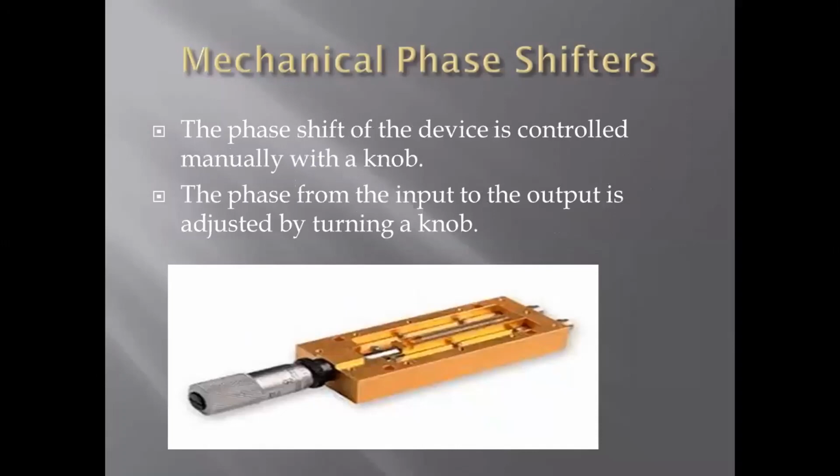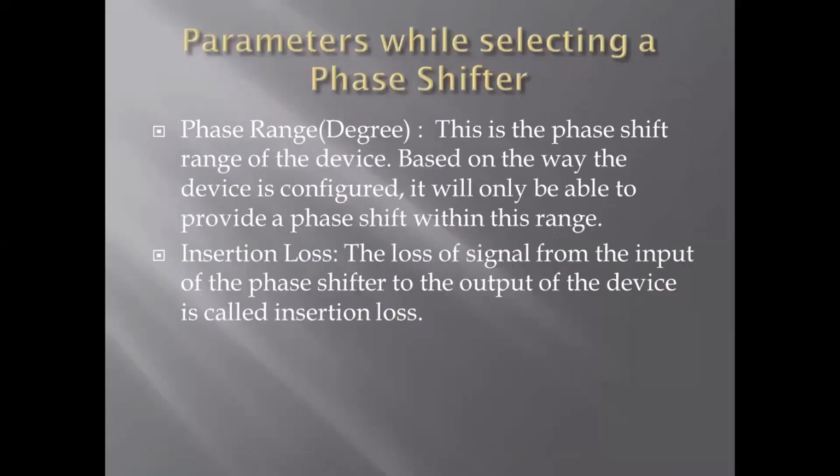Mechanical phase shifters. These phase shifters are controlled manually with the use of a knob. The phase from input to output is adjusted by turning it. In the image, you can see that there's a knob at the left-hand side, which is used to turn and control the phase shift.